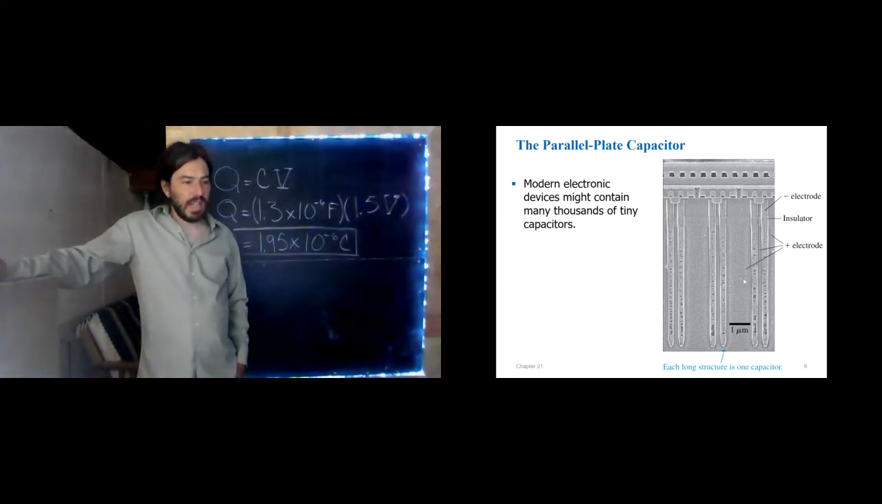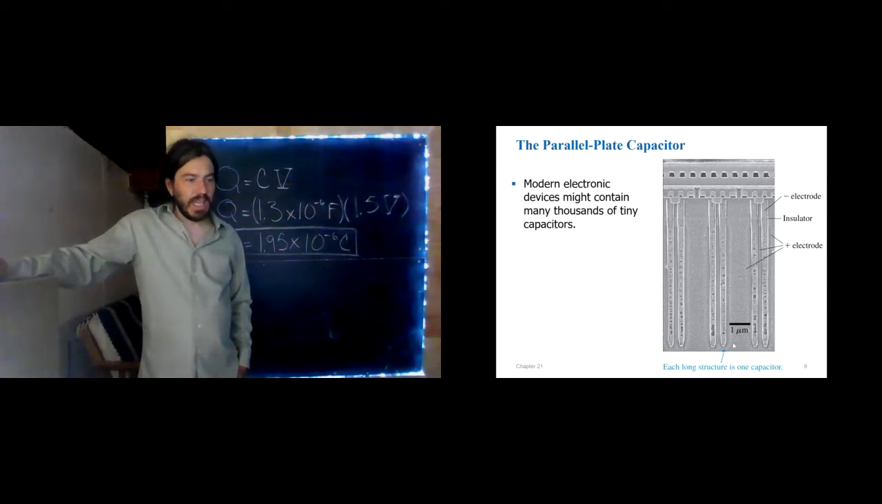So here we see a zoom in, and each long structure is one capacitor. Whatever this is sitting in must be a conducting medium. That is the positive electrode. The negative electrode is this thing that points down into here, and it's wrapped around with an insulator. So again, this is just an example of what an actual capacitor might look like.